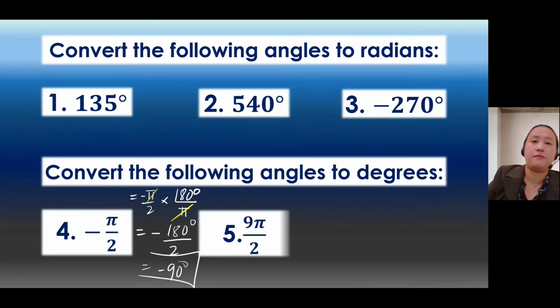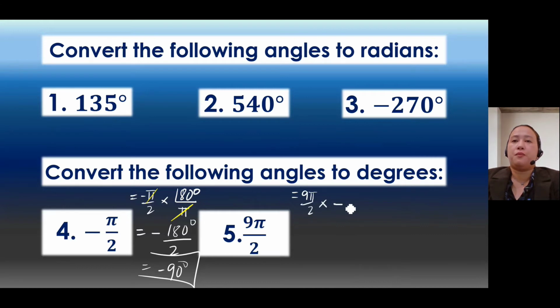Okay, next, 9 pi over 2. Multiply it by a fraction with a denominator that has rad, so that is the pi. Just a reminder, pi is not the unit of radians because pi has an equivalent value which is 3.14. The unit of radians is rad. So just to complete this, 180 degrees.